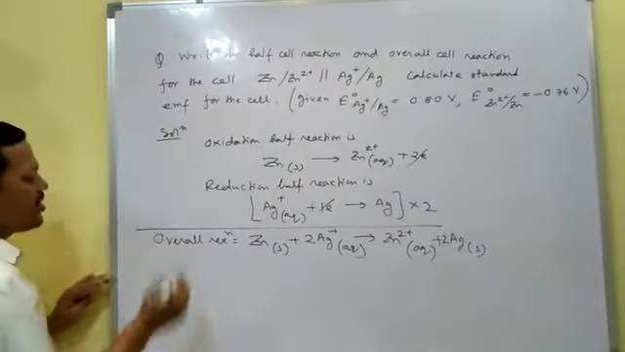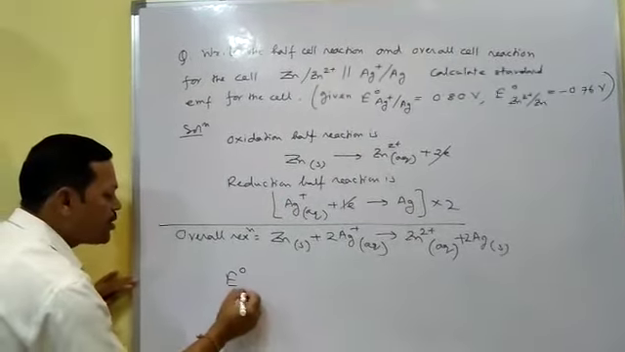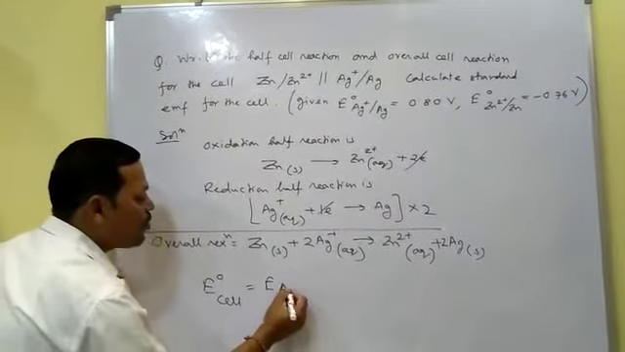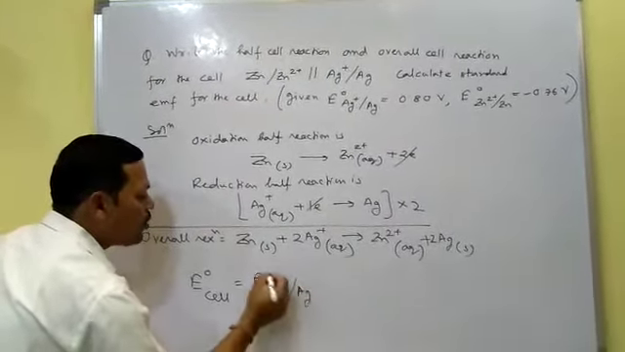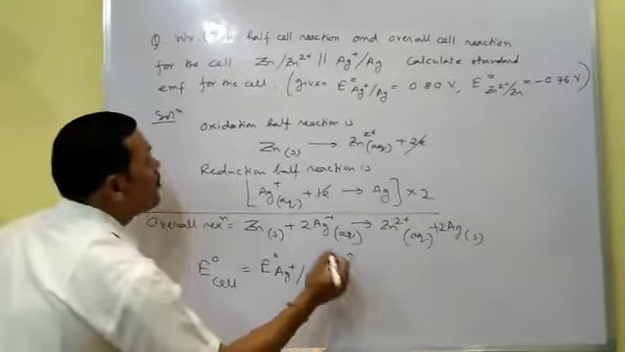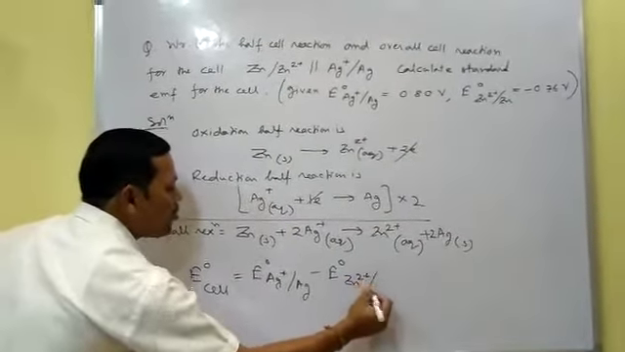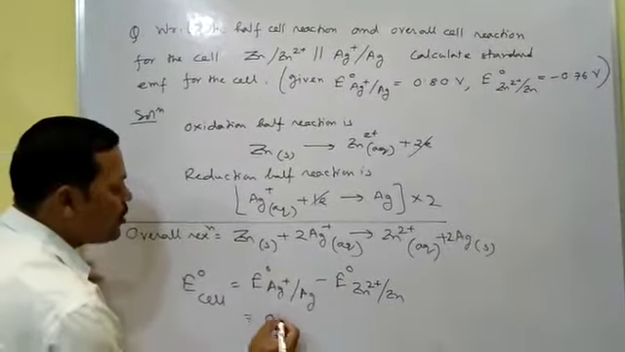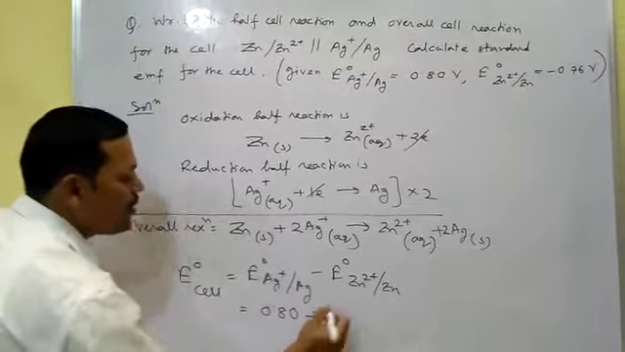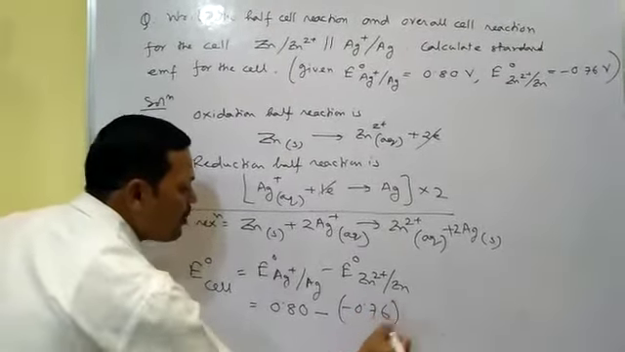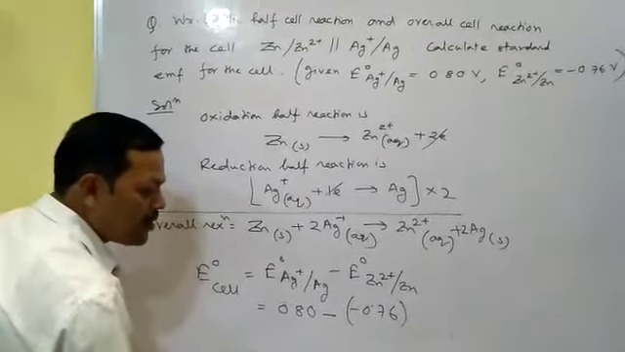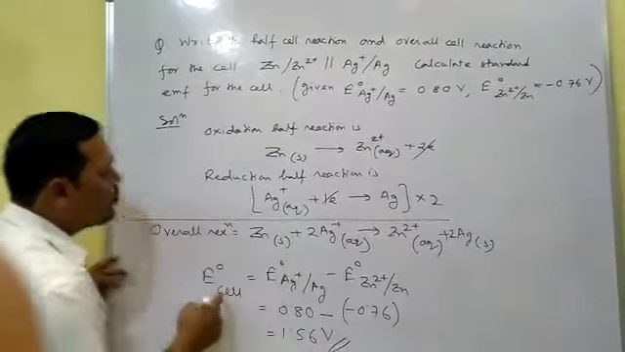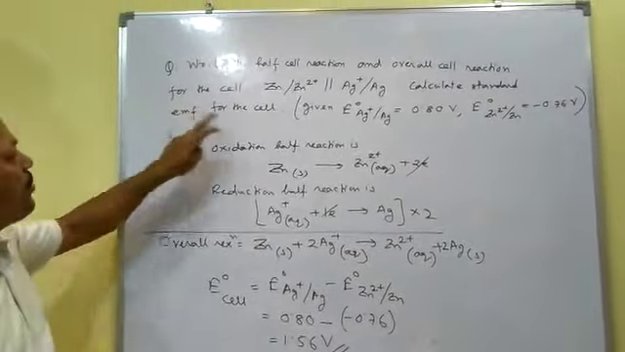Now you have to calculate the standard EMF. As you know, E naught cell is equal to E naught of cathode minus E naught of anode. Here the cathode is silver, the right side is always the cathode. E naught of silver minus E naught of zinc. The left side is always the anode, cathode minus anode. So the silver value is given as 0.80 volt minus the zinc value, which is minus 0.76 volt. Minus minus becomes plus, then you will get 1.56 volt. So this is the standard EMF for this cell.